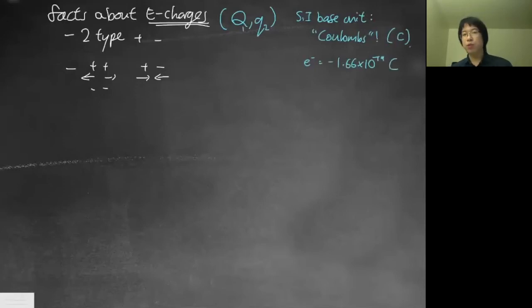So it's a very minute charge. 1 coulomb is quite a large charge. In fact, if you have 1 coulomb of charge, it is actually very, very strong. You don't really want to be near that. You will probably get ionized.